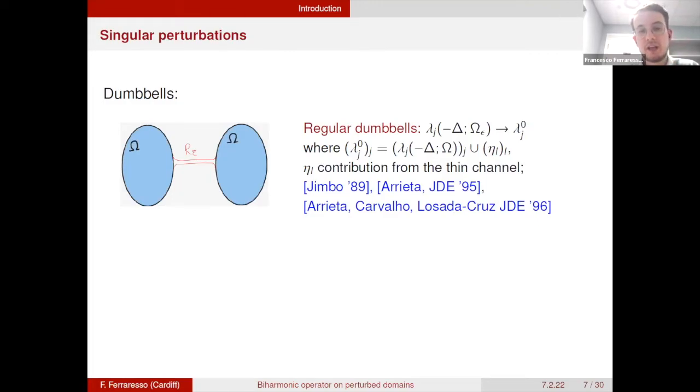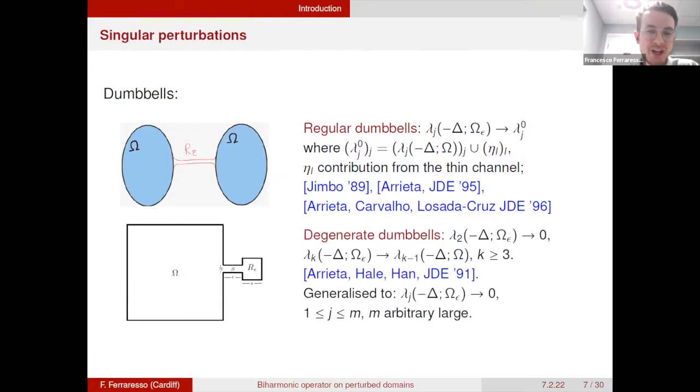You could also consider, instead of a regular dumbbell, a degenerate dumbbell. What I mean by this is that this part here will have a measure that goes to zero. So somehow all this little part here, this sort of mushroom, will shrink to a single point at the boundary. And it is well known, and this goes back to Courant and Hilbert, that the second eigenvalue of this problem tends to zero, provided the channel is small enough compared to the size of this little room R epsilon. And the other eigenvalues, instead, starting from the third one and going on, will converge to the right limiting point. This was proved, for example, in Arrieta, Hale, and Han in wide generality.